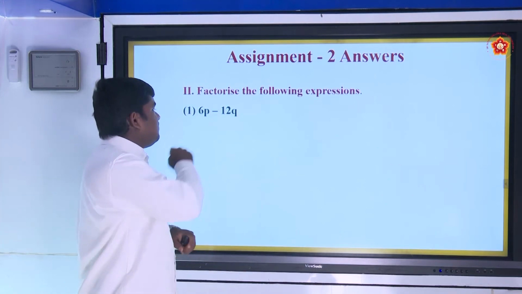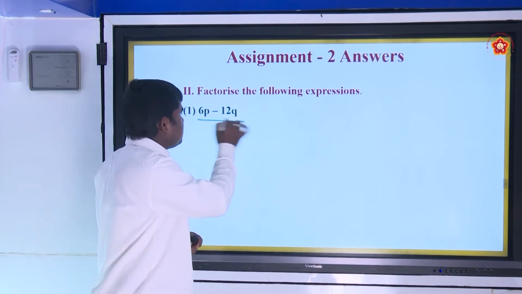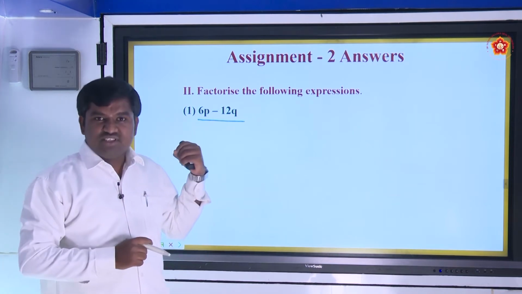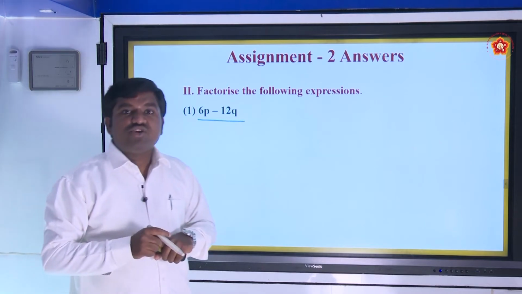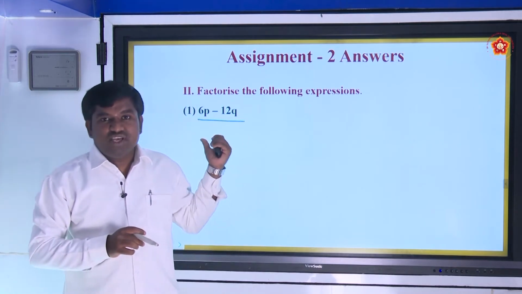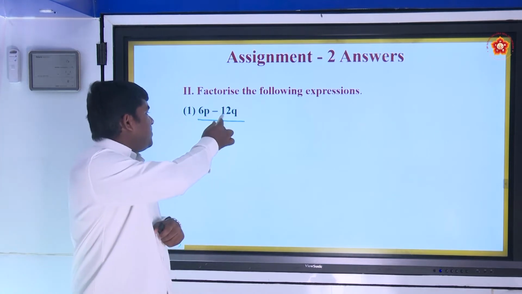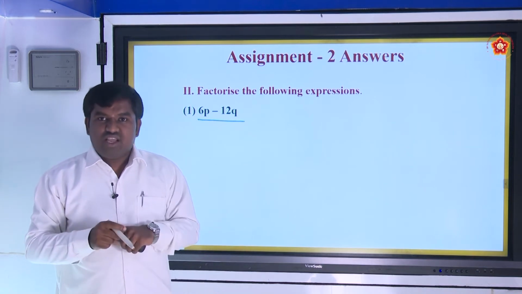First one, 6p minus 12q. So see, this is an algebraic expression. It has 2 terms. The first term is 6p, the second term is 12q. In 6p, 6 is constant, p is variable. In the same way, in 12q, 12 is constant and q is variable.